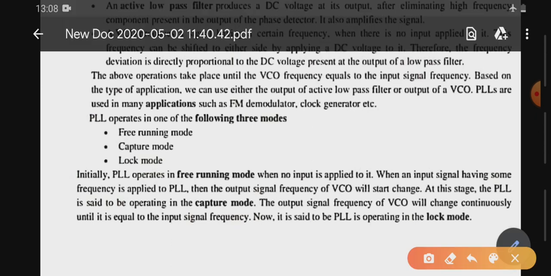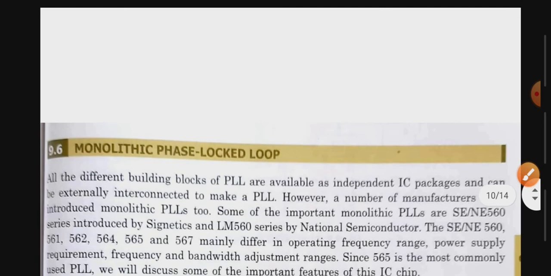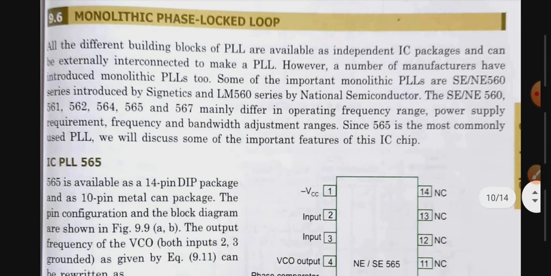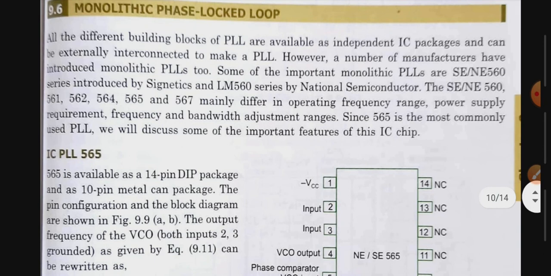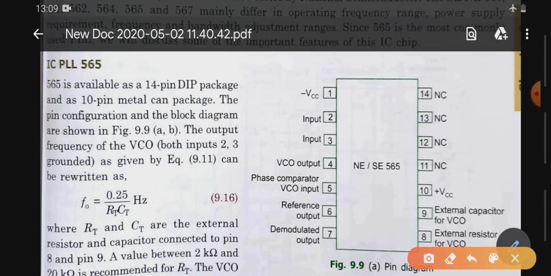We have discussed it briefly. In second year, you have already studied the theoretical working of the PLL. So this is the PLL IC available in the market, IC PLL 565. Many other ICs are also available like 562, 564, etc. But this one is very popular, which is available in a 14 pin DIP package like this.